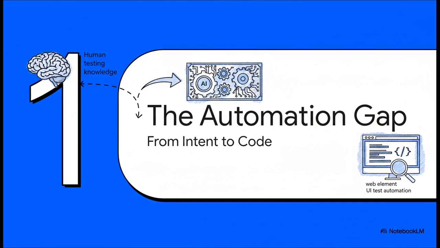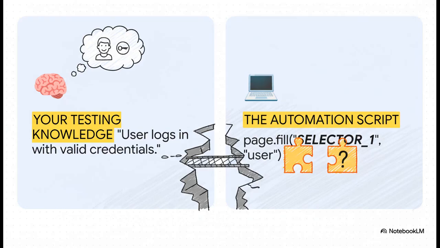We actually have a name for this challenge. We call it the automation gap. It's that space between your human idea, what you know needs to be tested, and the super specific, perfectly formatted code that a machine needs to actually run that test. And this slide just lays it out perfectly.